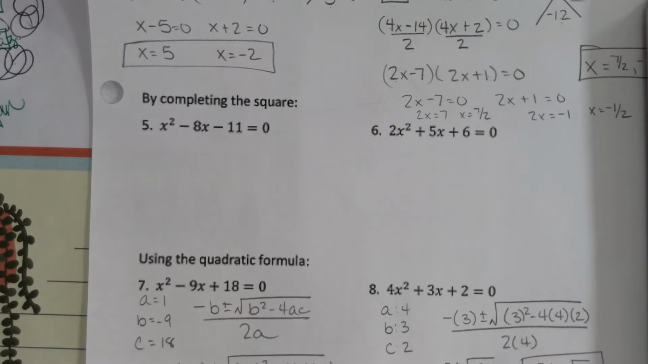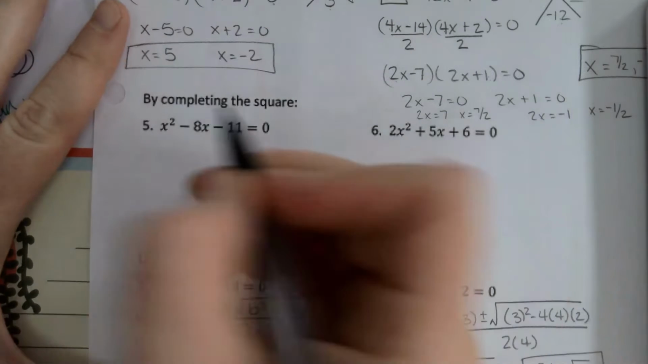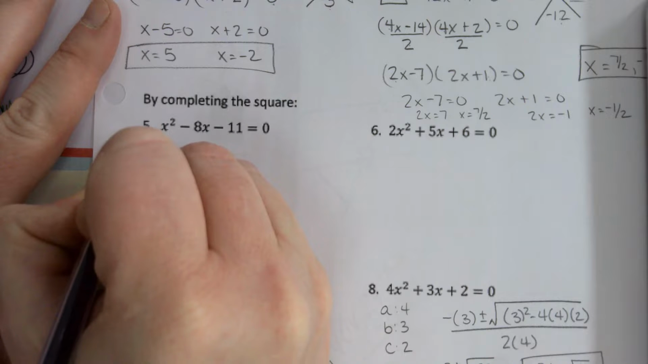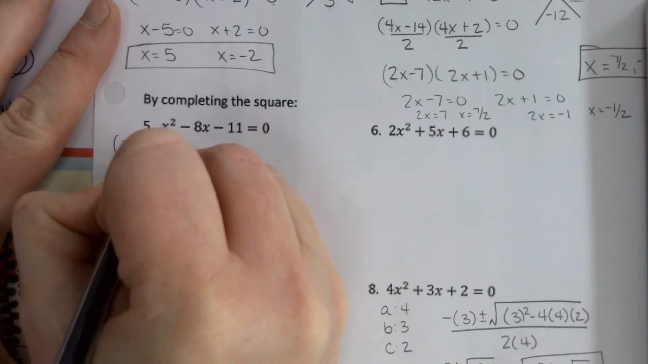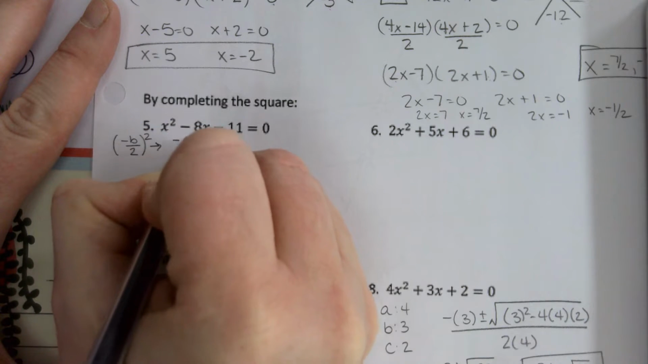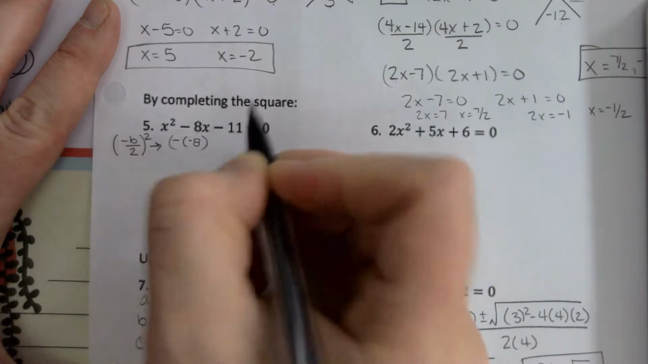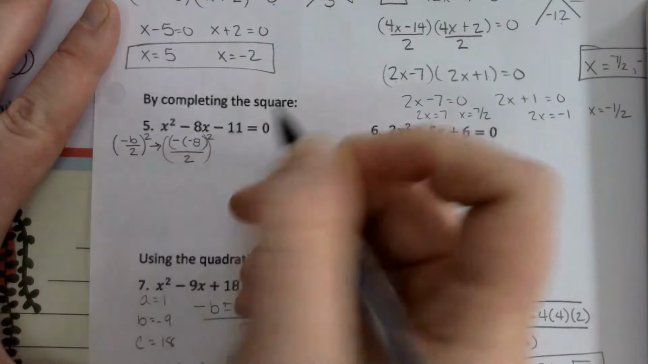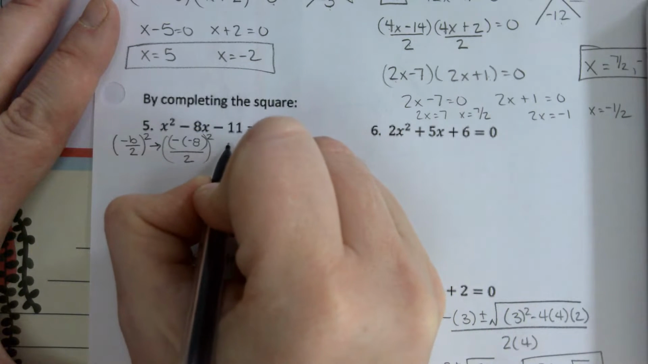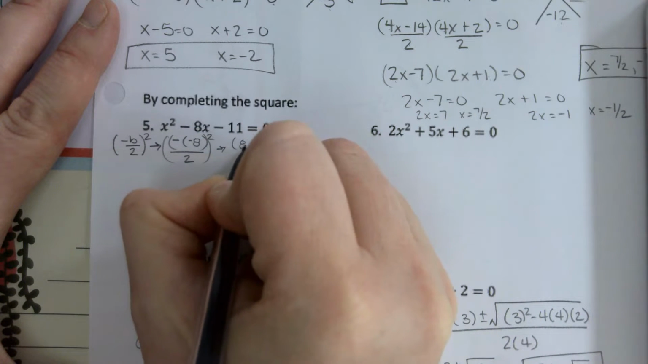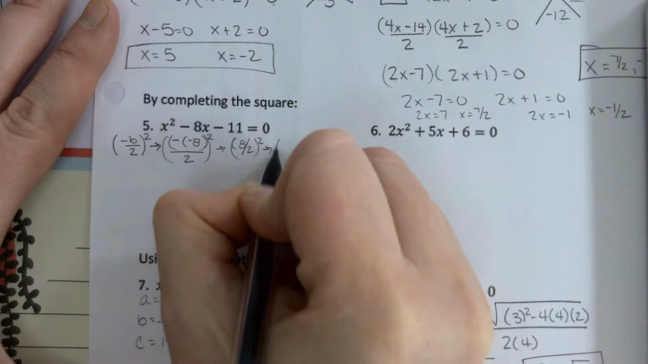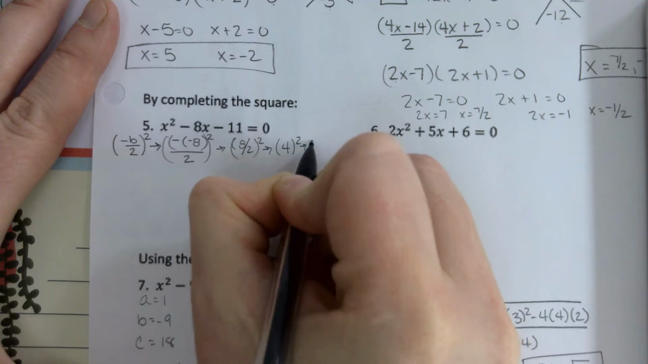This video is for completing the square. So the first thing you want to do is figure out negative b divided by 2, quantity squared. So in this case, I'm going to go negative times negative 8 squared, all divided by 2. So essentially I'm going to get 8 divided by 2 squared, which gets me 4 squared, which gives me 16.